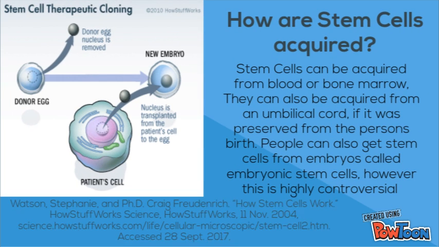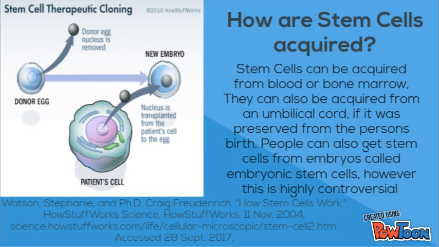Stem cells can be acquired from blood or bone marrow. They can also be acquired from an umbilical cord, if it was preserved from the person's birth. People can also get stem cells from embryos called embryonic stem cells, however this is highly controversial.